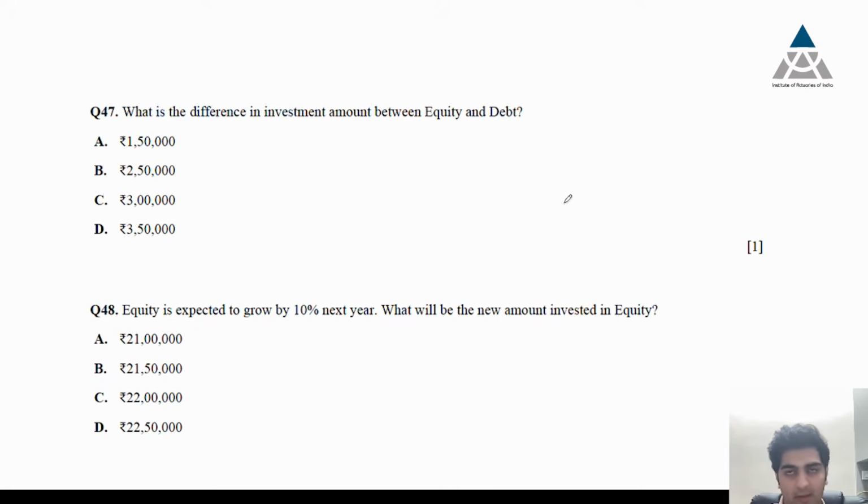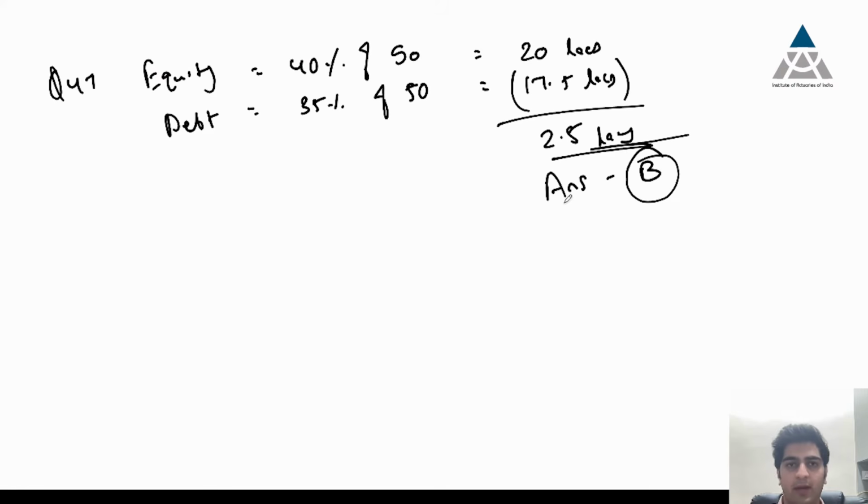So that's question 47 based on the investor data. Let's move to question 48. Question 48, equity is expected to grow by 10% next year. What will be the new amount invested in equity? Okay. So equity we already calculated. Currently it is 20 lakhs. We want to increase this by 10%.